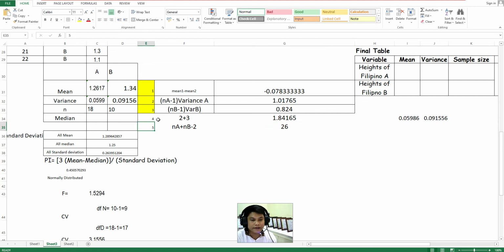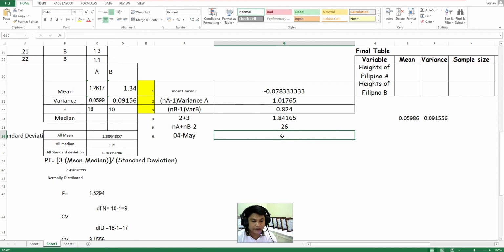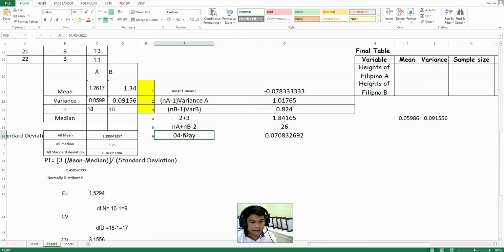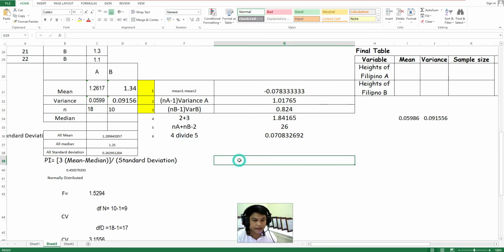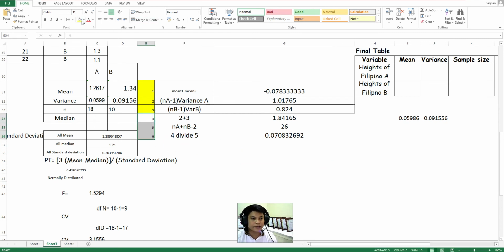Then you divide what happened in number 4 after you add by the result in number 5. So for the number 6 step, you have to divide 4 by 5. Meaning, you divide the result in 4 divided by the result in 5. That's the sixth process or step.